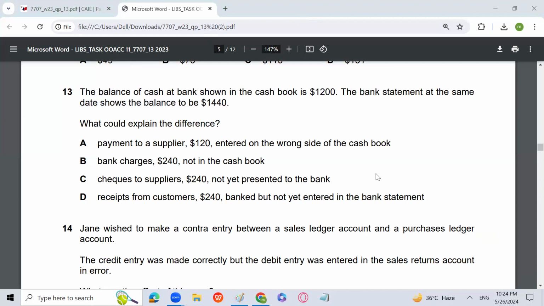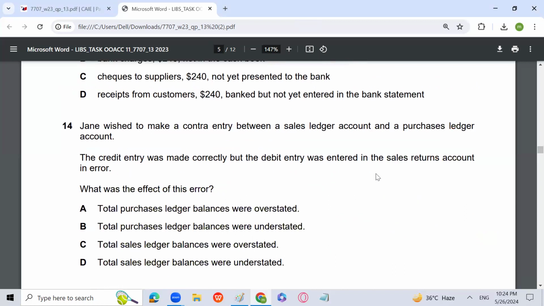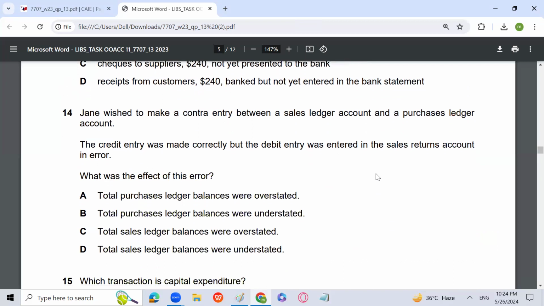So next question, let's discuss. Jane wished to make a contra entry between a sales ledger account and a purchase ledger account. The credit entry was made correctly, but the debit entry was entered in the sales return account in error. What was the effect of this error? Again, this is quite an interesting question.